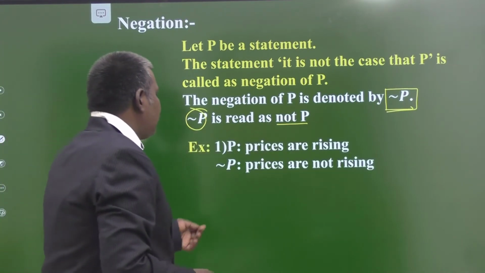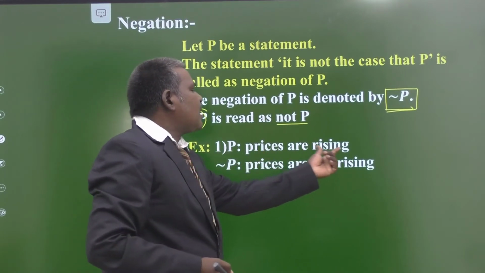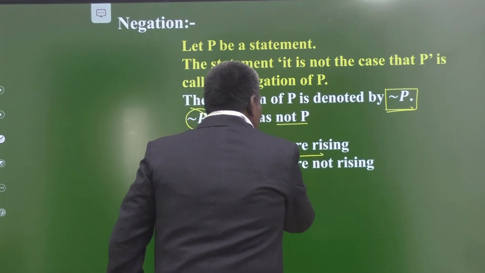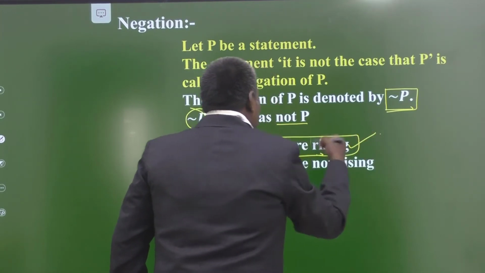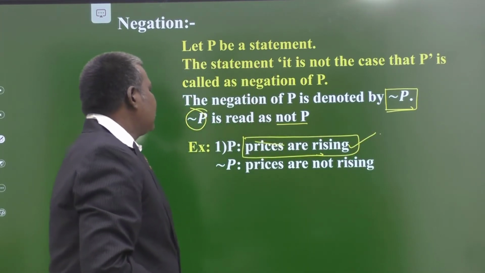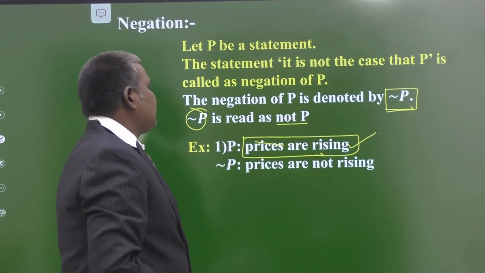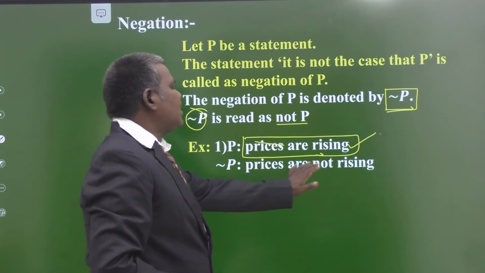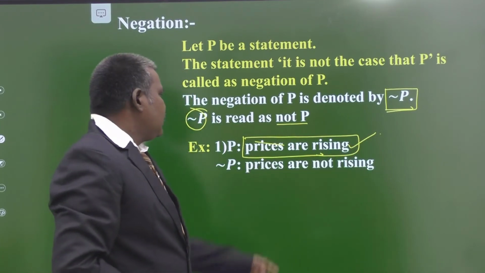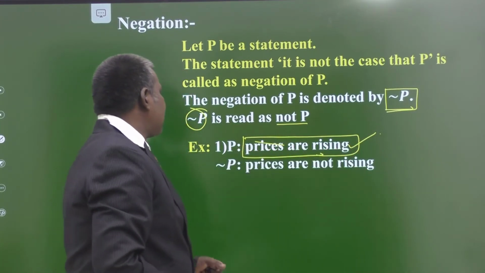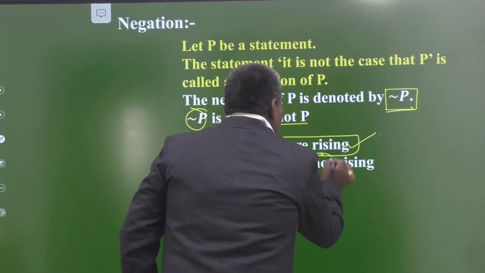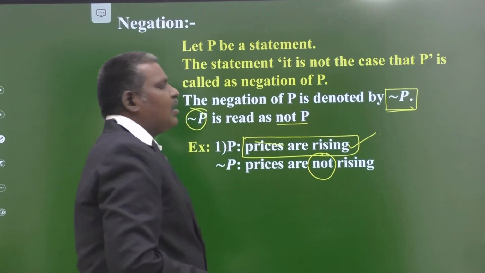Let us see this example. P: Prices are rising. This is my statement. I am saying that the costs are increasing. Prices are rising is my mathematical statement. Negation of P means what? Prices are not rising. Here its negation is obtained by adding not, so prices are not rising.